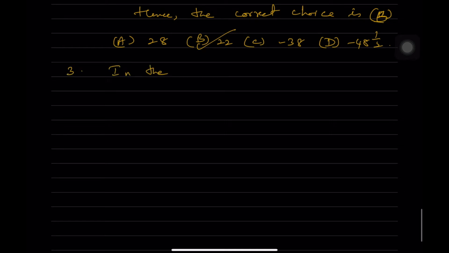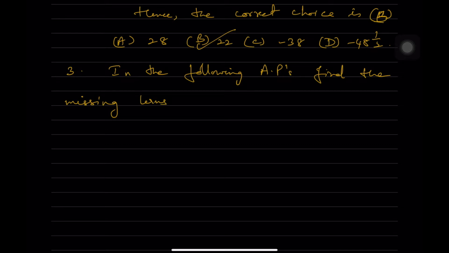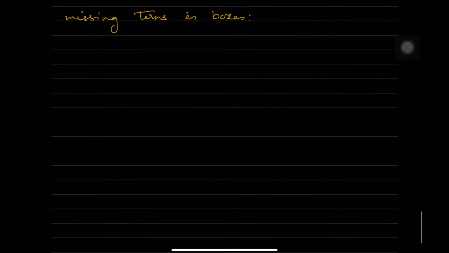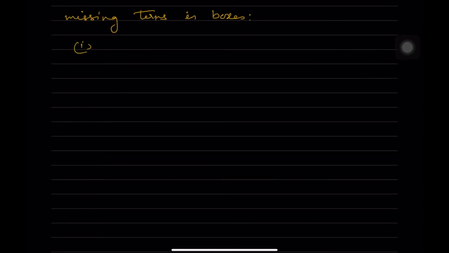In the following APs, find the missing terms in boxes. So the first one is 2 and 26. So here we are having that a1 is equal to a is equal to 2 and a3 is equal to a + 2d.